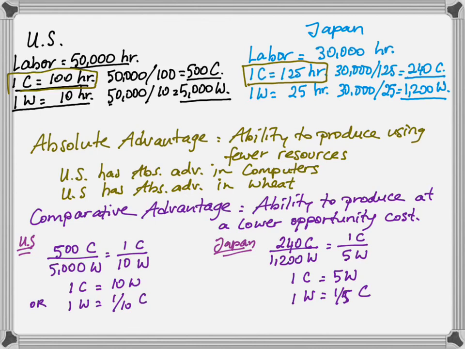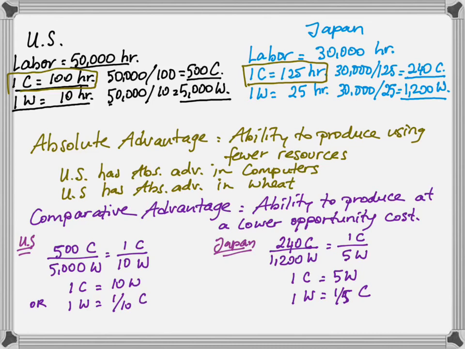In Japan, for 240 computers, they can produce 1,200 tons of wheat. In other words, for one computer, 5 tons of wheat can be produced. What is the cost of computers in terms of wheat in Japan? It's one computer for 5 tons of wheat. In other words, the opportunity cost of producing one computer is 5 tons of wheat.